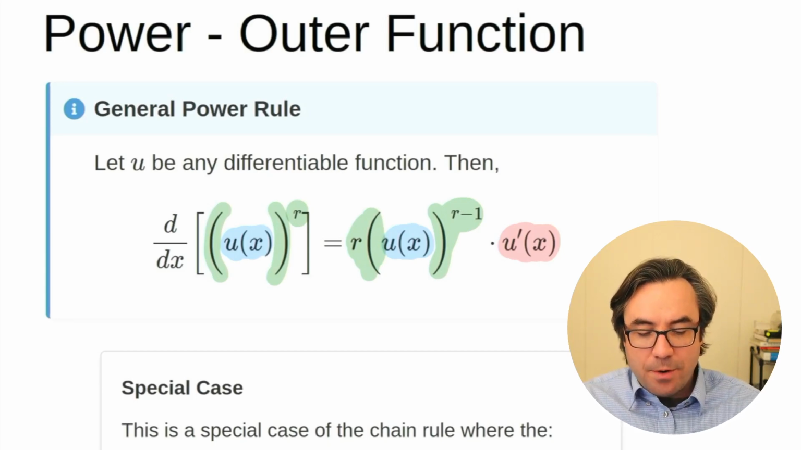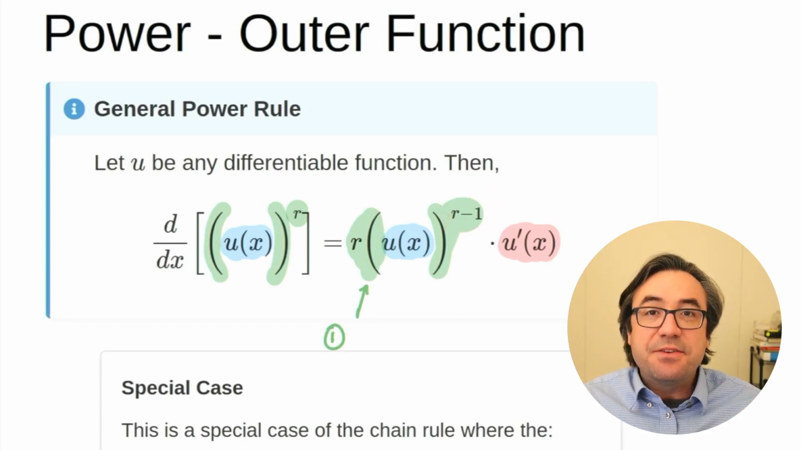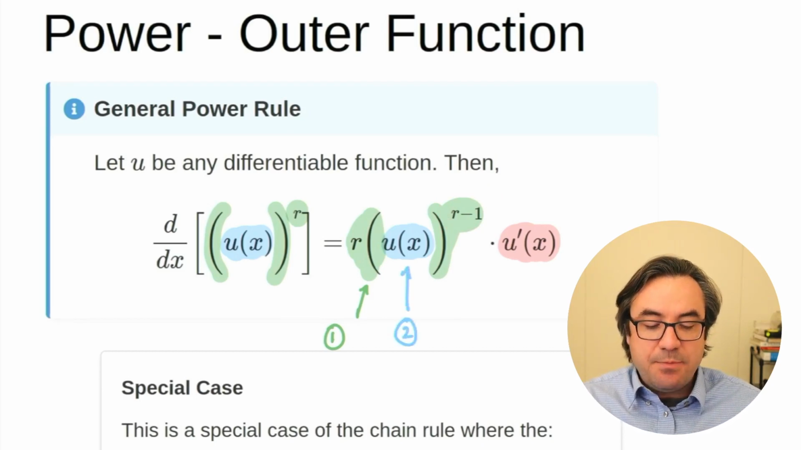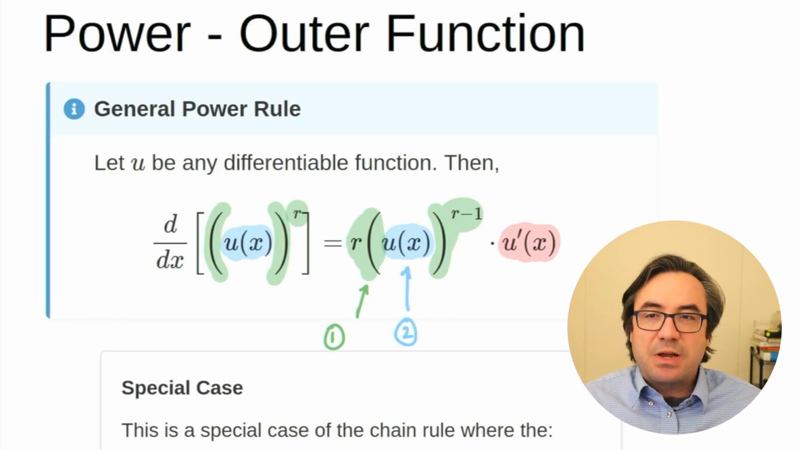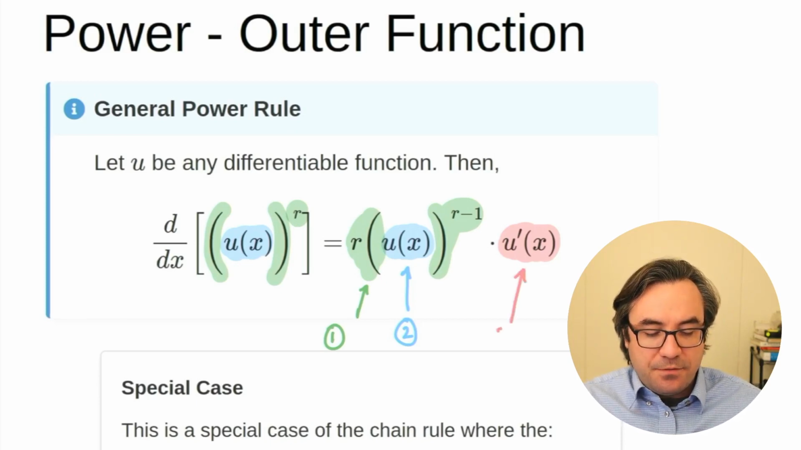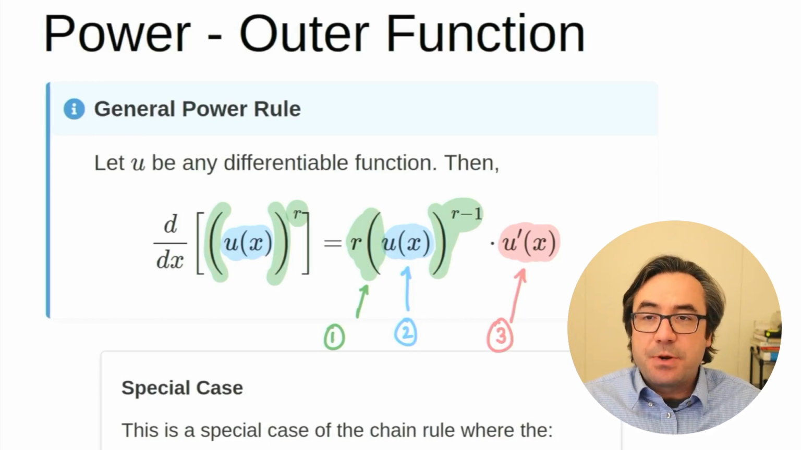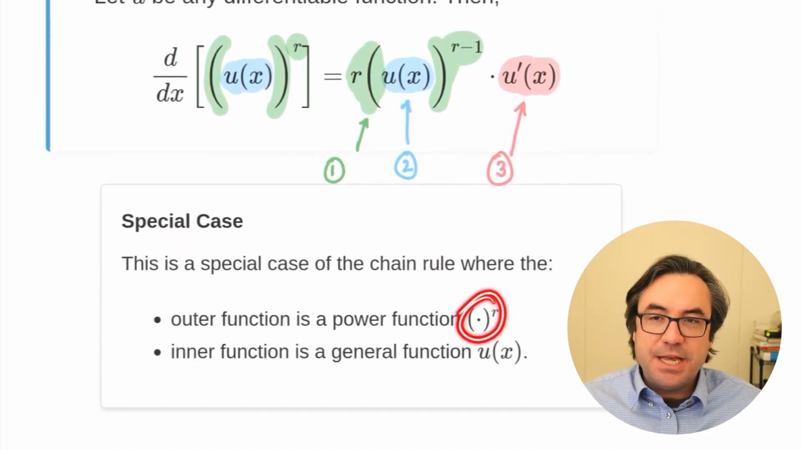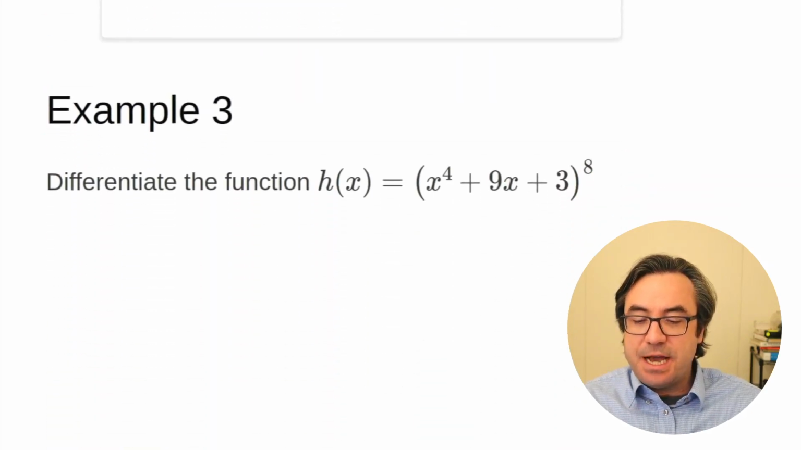So if we're going back to our chain rule, bringing down the r and subtracting 1 from the exponent is differentiating the outer function. Keeping u of x the same, keeping our inner function the same is kind of like step 2 of the chain rule. And then multiplying by the derivative of the inner function, that's like step 3 of the chain rule. And like I said, this is just a special case when our outer function is a power function. So let's try an example to see how this looks.